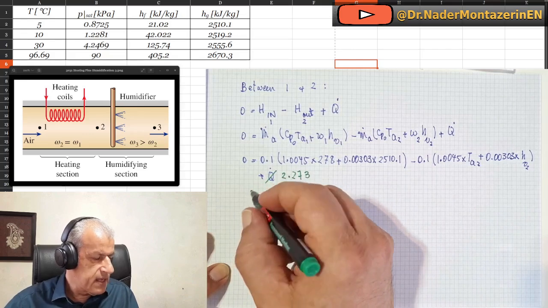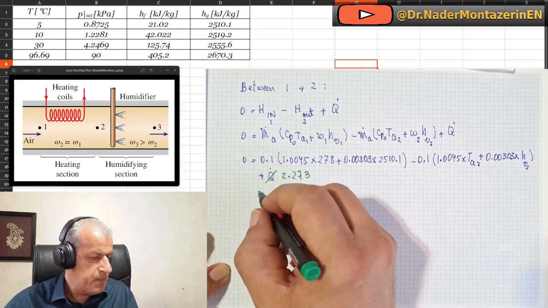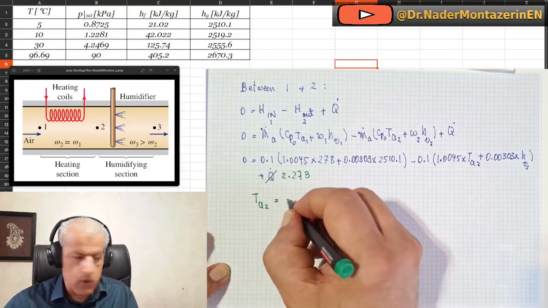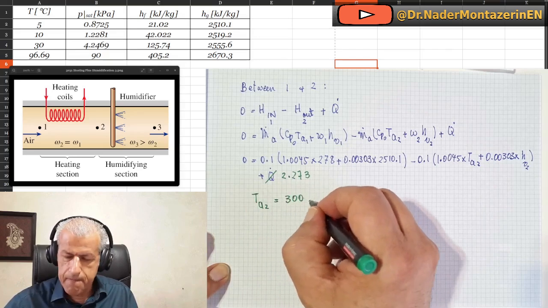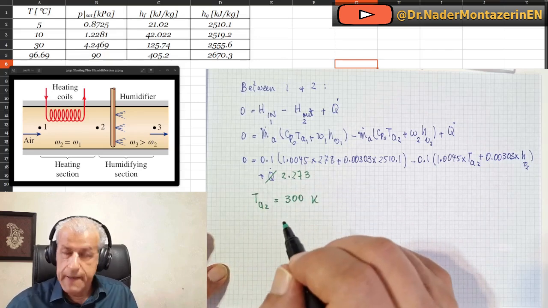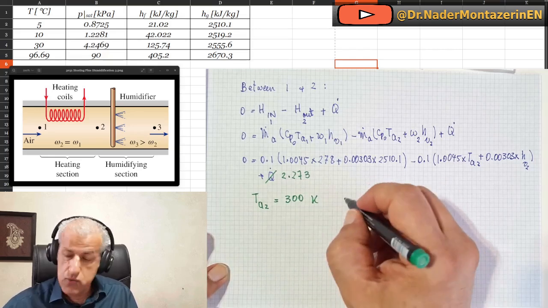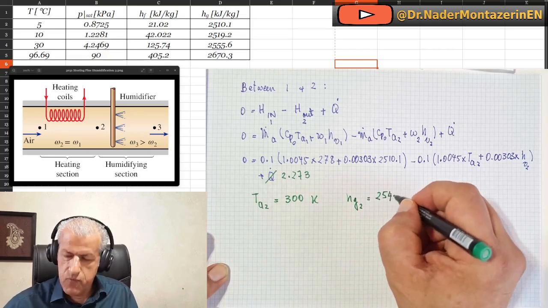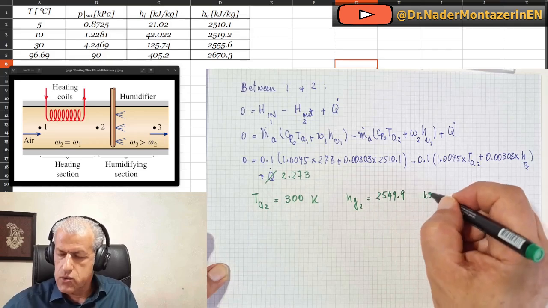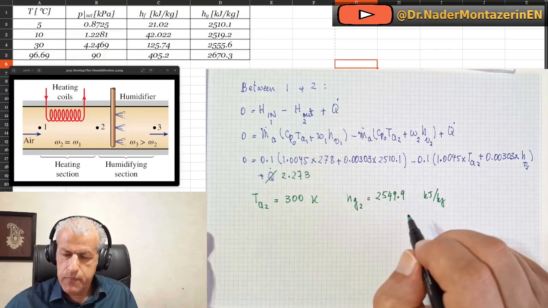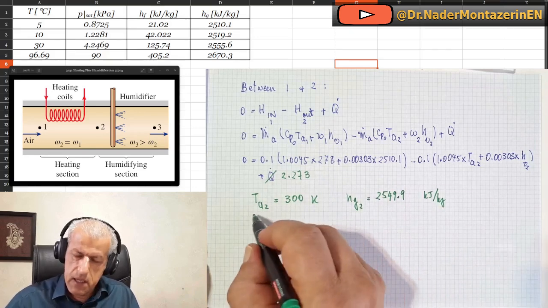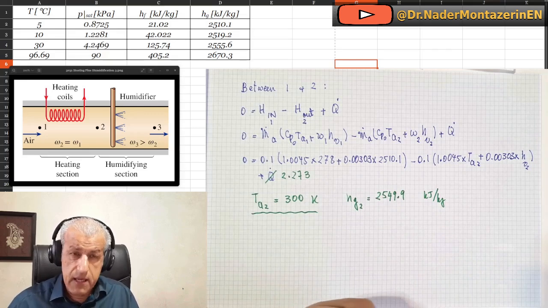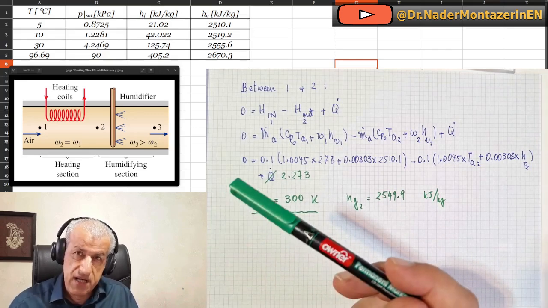Now, this is a trial and error type of problem, and for Ta2, I have done my best and found that if I guess Ta2 equals 300 Kelvin, then HG2 would be 2549.8 kilojoule per kilogram. Now, it's interesting because look at this value. This is 300 kelvins, and point 3 was 303 kelvin.